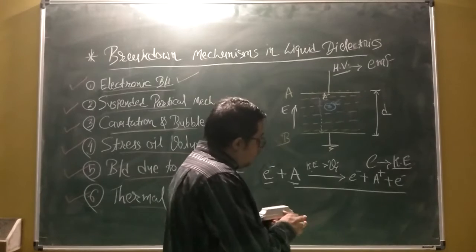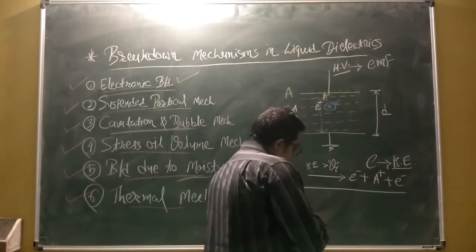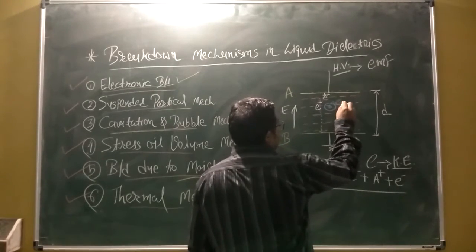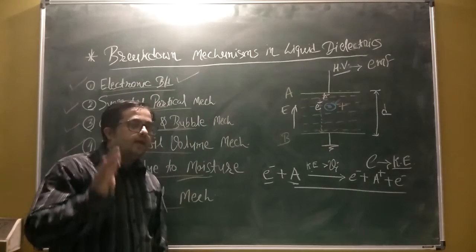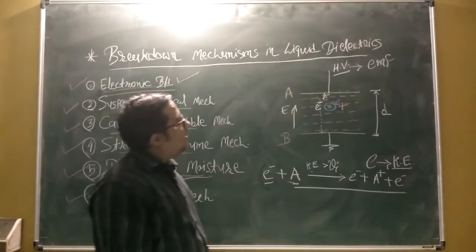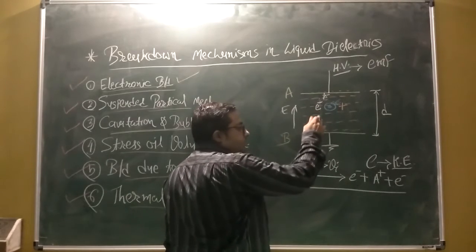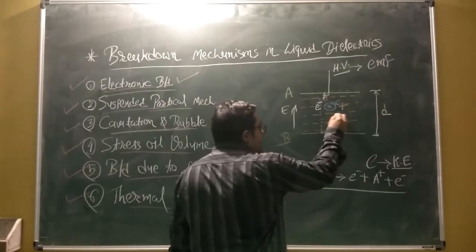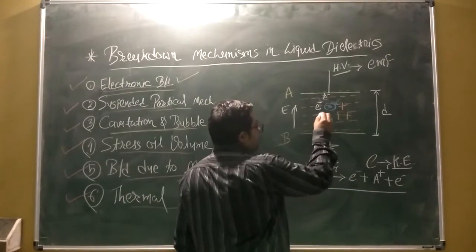So now into the gap, what do we have? We have one more electron and the positive charge. Let us say this orange one indicates a positive charge. So now into the gap we have two electrons. Again these two electrons gain kinetic energy and are accelerated towards the opposite side. During the acceleration they will collide with neutral atoms and further produce positive charges and free electrons.